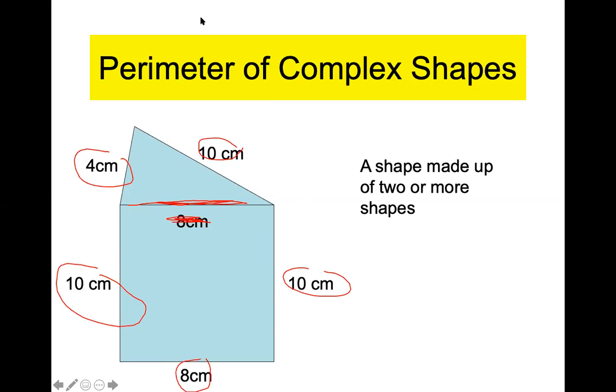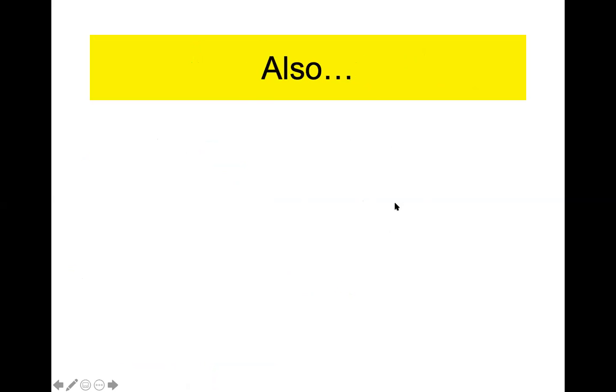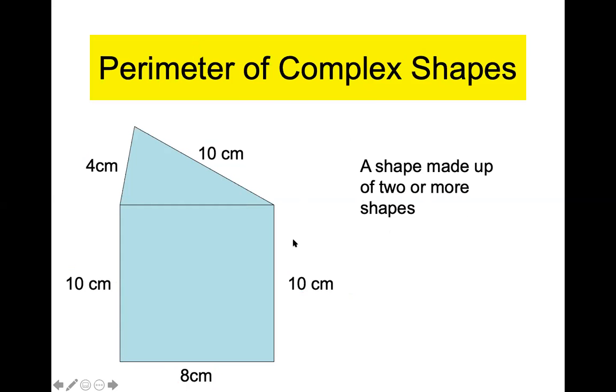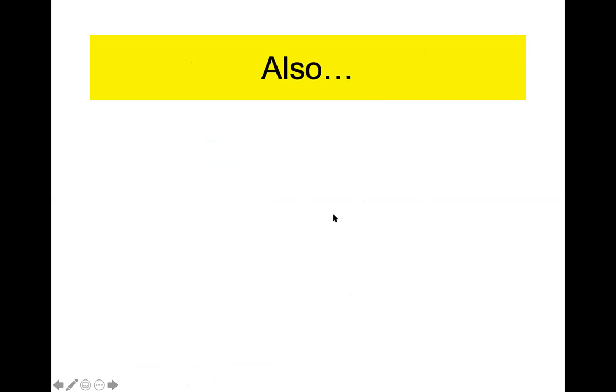All right, so this one will require some scratch work. Try not to do the whole thing in your head. But if you were to do this math right here, and let me clear out the rest of this mess, you would simply add those numbers together. So 10 plus 10 is 20, plus 8 is 28, plus 10 is 38, and 38 and 4 is 42. So 42 centimeters for this one.